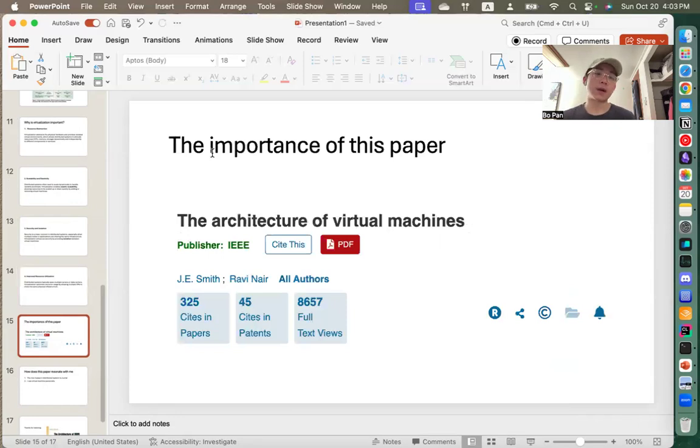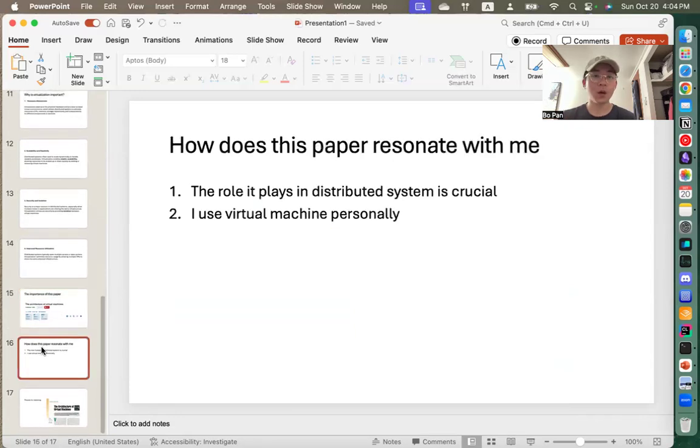The importance of this paper. This paper was cited 325 times. It also laid down a very solid foundation for the definition of virtual machines. This paper resonated with me because, first, the role it plays in distributed systems is very crucial, and also I use virtual machines personally.